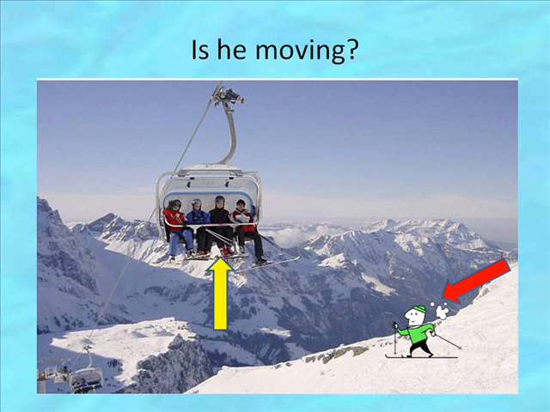Okay, let's try another one. Now we're going to ask if the guy in the ski lift is moving relative to the little skier on the slope pointed to by the red arrow. This time, we would say that yes, the guy in the ski lift is moving relative to the guy in the green sweater.